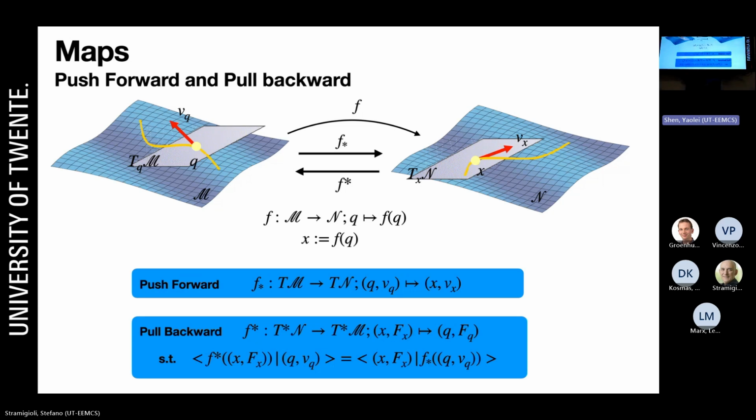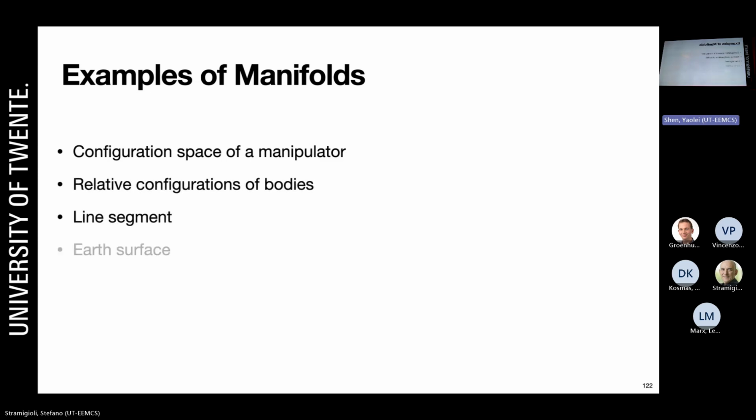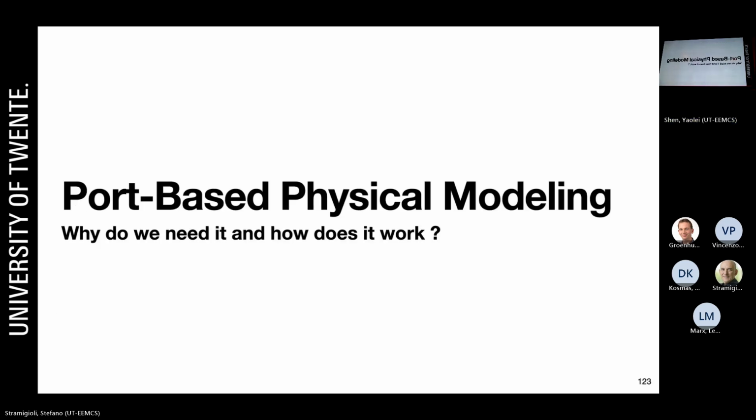So this is the important relation between linear algebra and differential geometry that connects all the stuff we've learned in linear algebra, that we spent a number of lectures on, to differential geometry. And this will be the core in which everything pops out, basically. The example of manifolds I gave again, so I will skip that. All right, now here we go. Now we have enough background to start talking about port-based physical modeling.